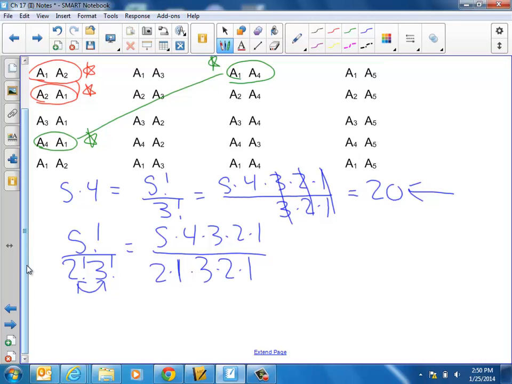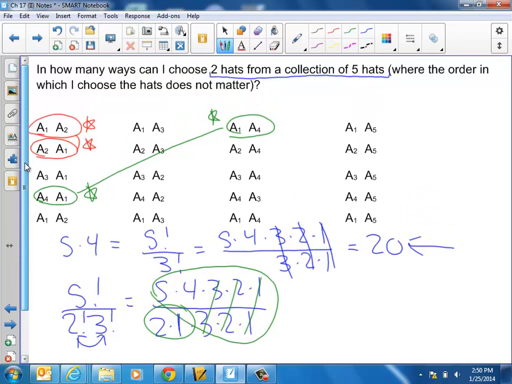So let's break this down. Let's first cross out things that are alike, the 3, 2, and 1 there. This piece right here that I am circling in green tells us the number of different ways that, of the 5 hats, I can choose 2 of them: 5 times 4 different ways. Now, that's the first thing that we've already talked about. The 2 times 1 divides out those ways in which my selections are identical, even though the ordering was different. We want to divide them out because the order does not matter.